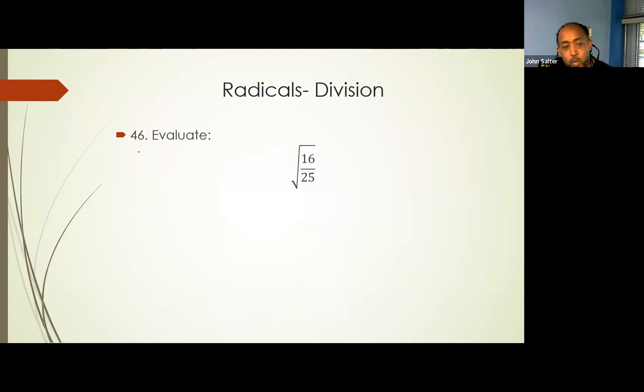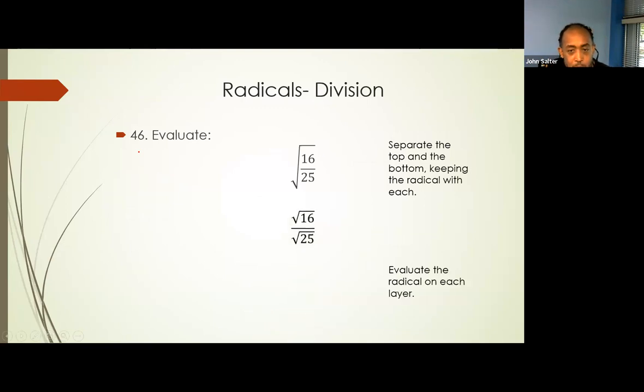Evaluate the square root of a fraction that consists of perfect squares. So essentially, I'm going to take the radical of the top and the radical of the bottom. Perfect squaring, I get 4 over 5.